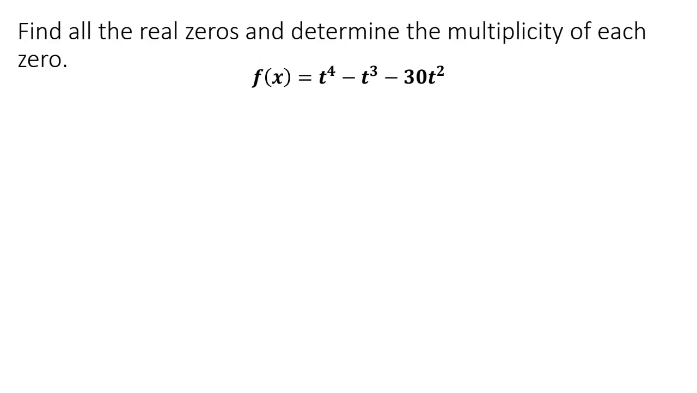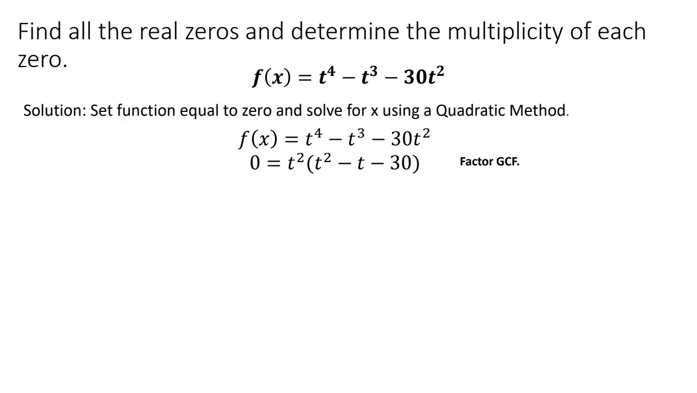The next one, find the real zeros and determine the multiplicity of each. So I always tell my students, the first thing is they tell you to find the zeros, so we should let f of x equal to 0. Then you want to ask yourself, if we look at each term here, is there anything in common that we can factor out? So they all have at least a t squared. So I can factor out a t squared.